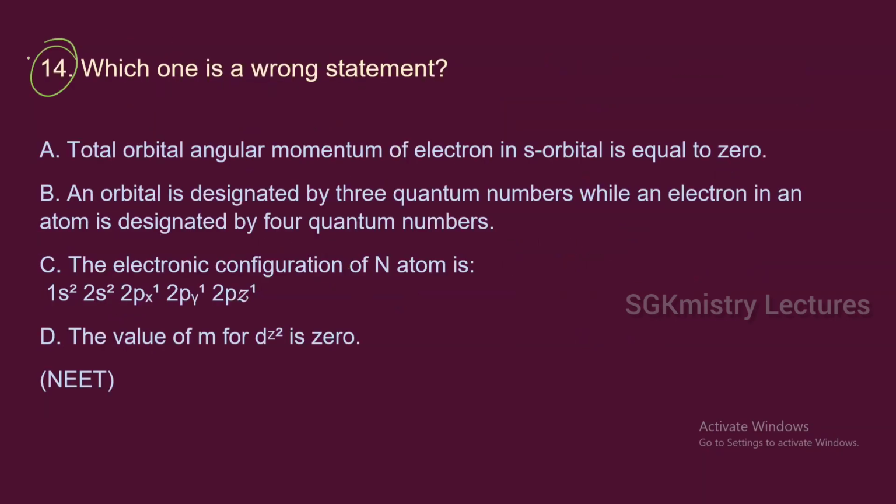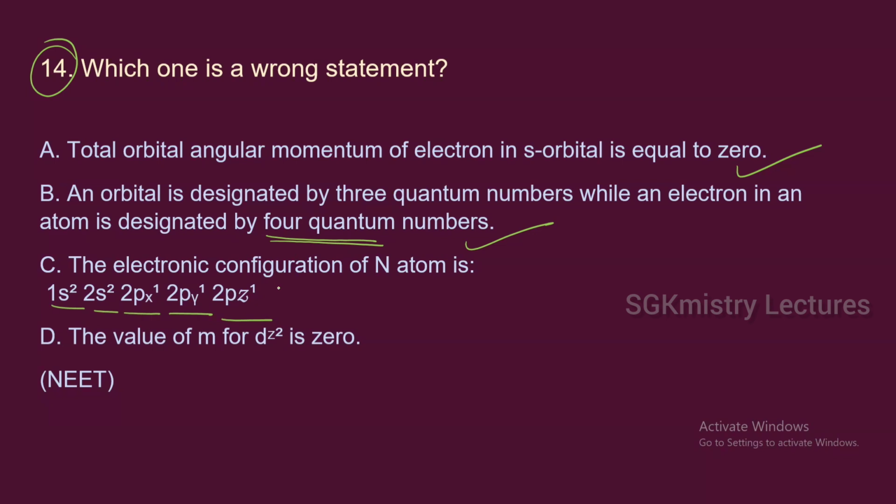Coming on to question number 14. Which one is a wrong statement? Total orbital angular momentum of an electron in an s orbital is equal to 0. Yes, this is the right statement. An orbital is designated by 3 quantum numbers, while an electron in an atom is designated by 4 quantum numbers. Yes, because we have the spin quantum number also for an electron. The electronic configuration of N atom is 1s2, 2s2, 2px1, 2py1, and 2pz1.